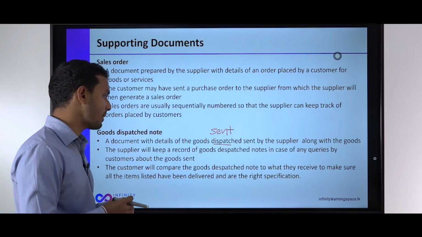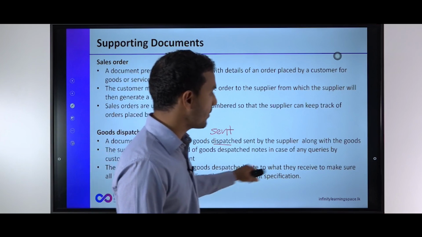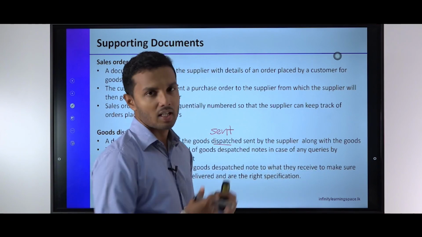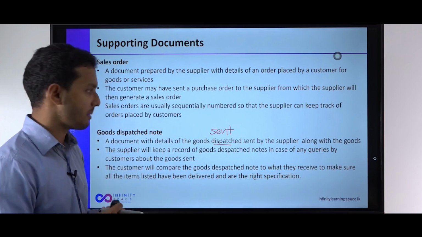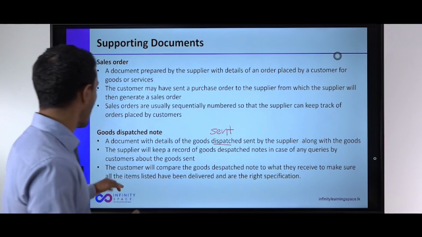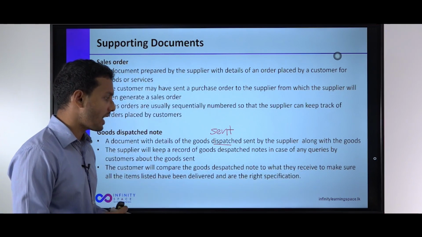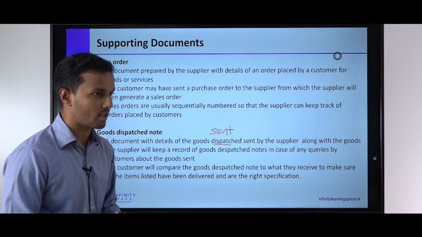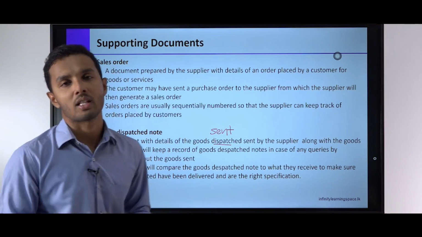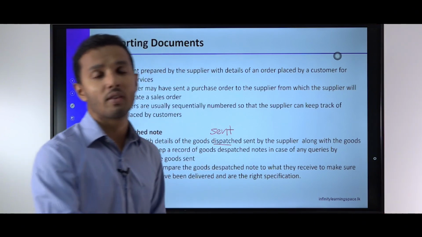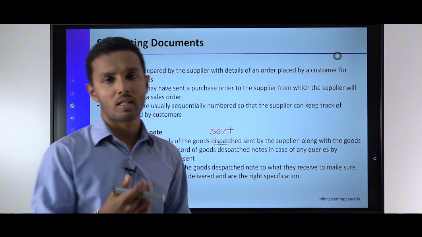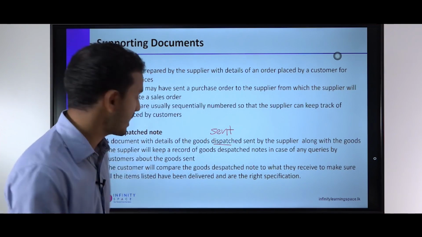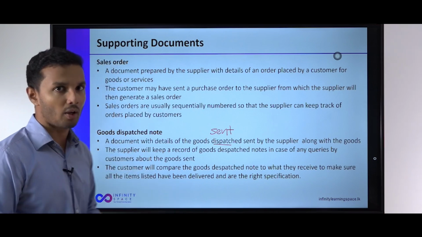The customer will compare the goods dispatch note to what they receive. So like I said, the customer will compare the goods dispatch note to the actual goods received by the customer to make sure all the items listed have been delivered and are the right specification. So in addition to the quantity, the customer will also check whether the goods delivered match the quality, the color, the design, the shape requested by the customer and what's mentioned in the goods dispatch note.